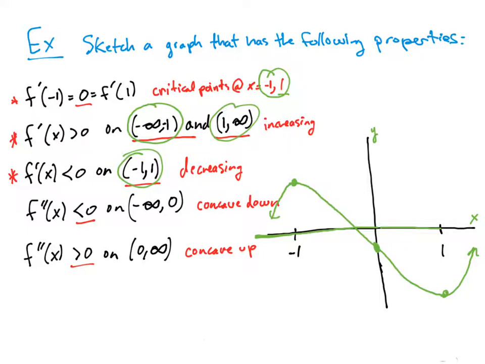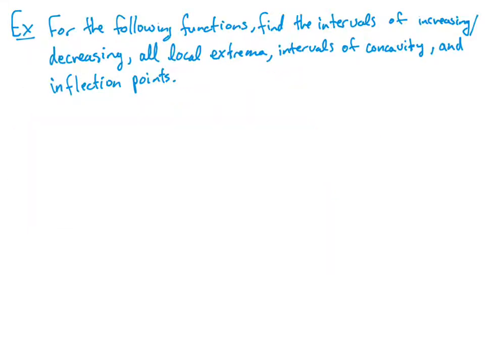All right, for this next example, it says for the following functions, find the intervals of increasing and decreasing, all local extrema, intervals of concavity, and the inflection points. So we're going to look at two different functions. The first function is f of x is equal to x cubed plus x to the fourth. So to find all of this information, we need to find both the first derivative and the second derivative.